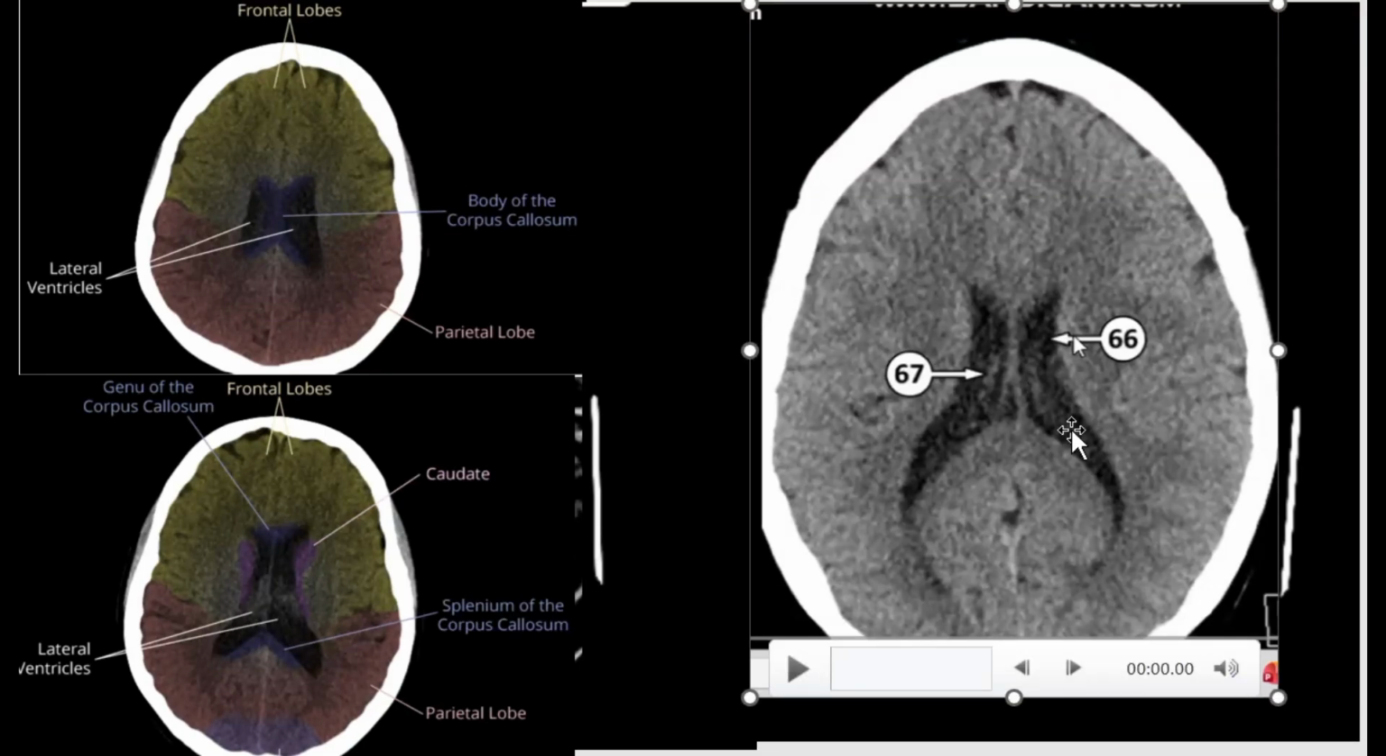Before starting our case, let's talk about the parts of the lateral ventricle as well as the parts of the corpus callosum on CT scan. Starting from the superior cuts, the first part to appear of the lateral ventricle is the body of the lateral ventricle. So these are the bodies of the lateral ventricle.